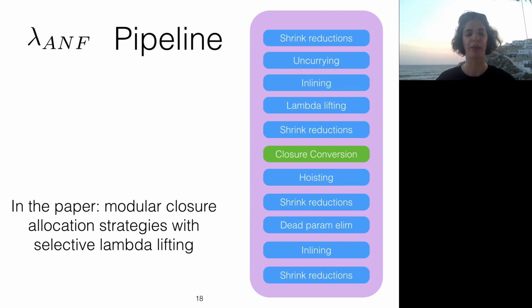The lambda ANF pipeline of CertiCoq consists of 7 distinct transformations. Some of them are repeated multiple times across the pipeline. These transformations optimize the code and move to a representation without closures. I will not explain these transformations in detail in this talk, but you can read our paper to find out more about them. Notably, we describe new selective strategies for lambda lifting to achieve modular and efficient closure allocation.